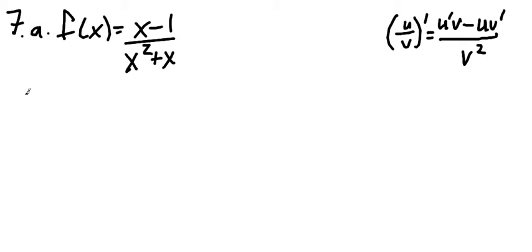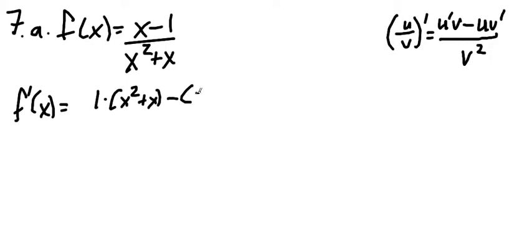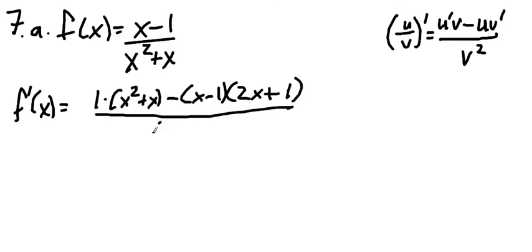So f prime is going to be the derivative of the top, which is 1, derivative of x is 1, derivative of negative 1 is 0. So 1 times the bottom, x squared plus x, minus the top, x minus 1, times the derivative of the bottom. The power rule says the derivative of x squared is 2x. The derivative of a sum is the sum of the derivatives. The derivative of x is 1. And then I divide this by the bottom squared, which gives me x squared plus x, squared. This is good enough. No need to simplify.